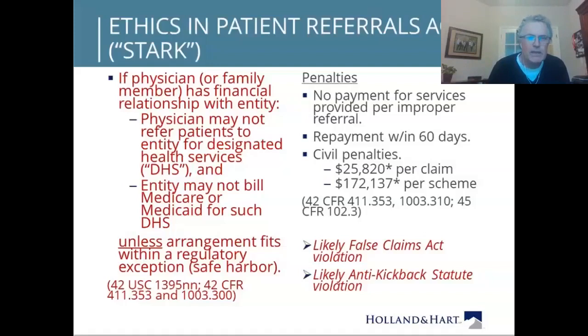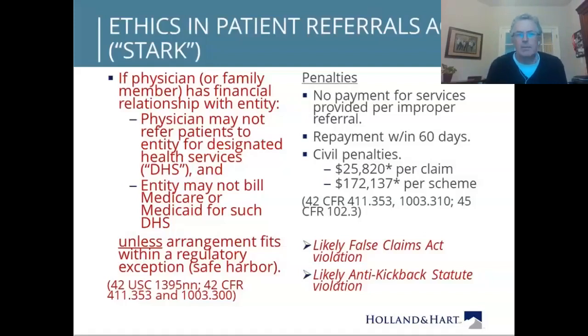So a couple of points here. STARK does not prohibit financial relationships with other entities. STARK just says, hey, if you've got a financial relationship, physician, you can't make referrals over to that entity with which you have a financial relationship unless you've structured the arrangement to fit within a regulatory safe harbor. If you do, then that can be a STARK law violation, and you can get hit up with penalties.